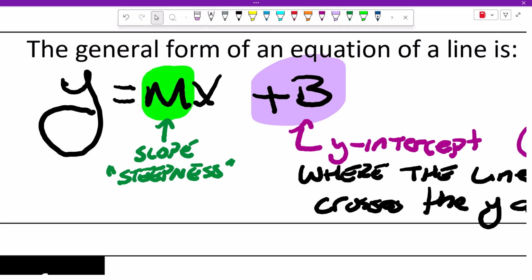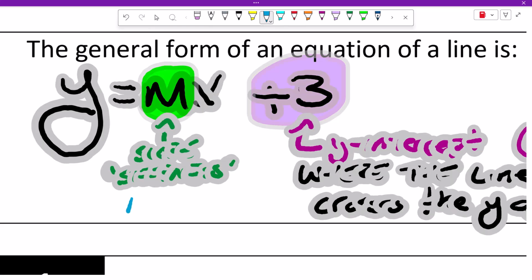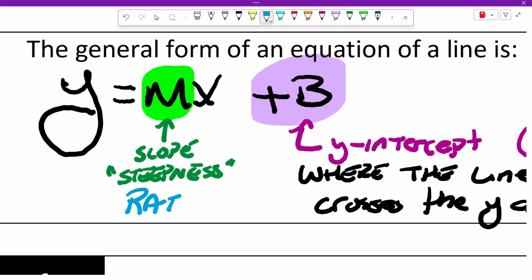It describes the property, right? Now in science class, and occasionally in math class, there is another word for m as well, and that is called the rate. Often one of the questions we have is, hey, we made this change to our lab. How did it affect the rate? Did the rate get faster? Did the reaction go faster? Did the reaction go slower?